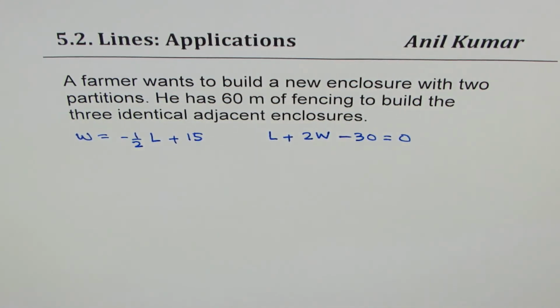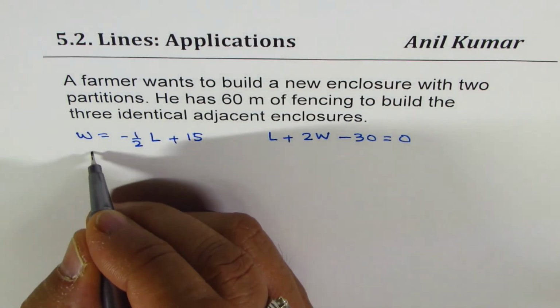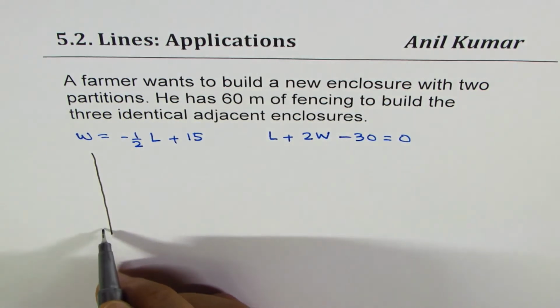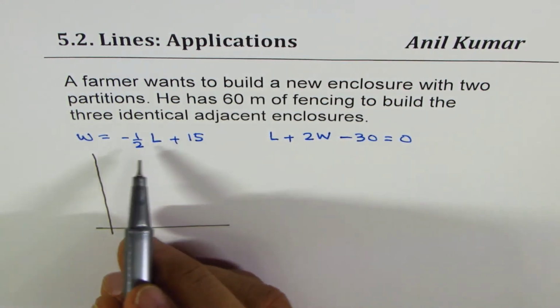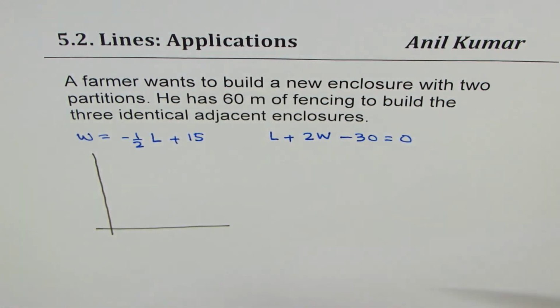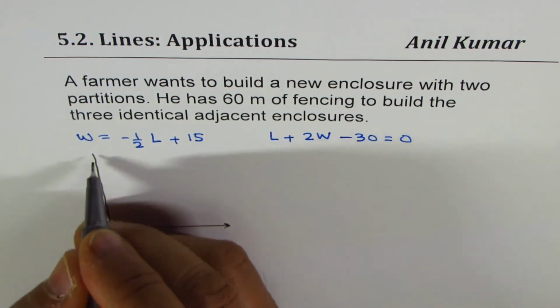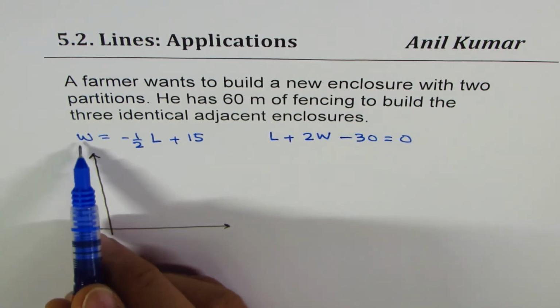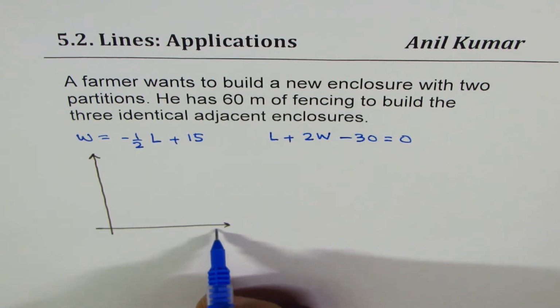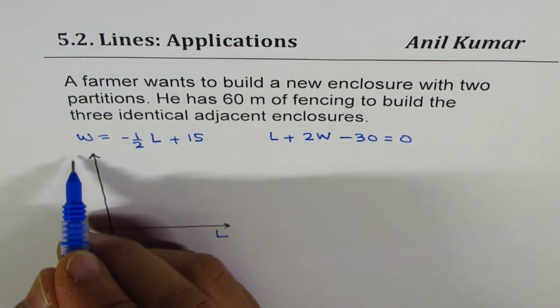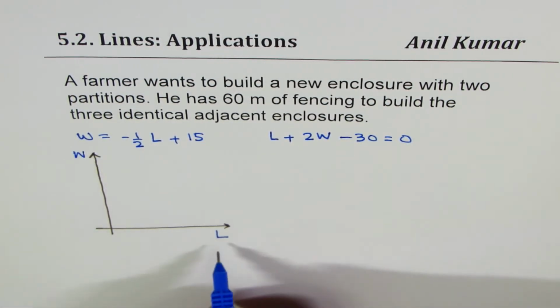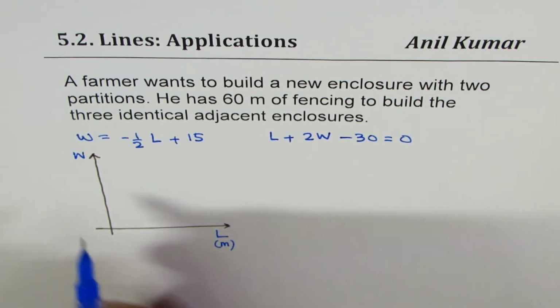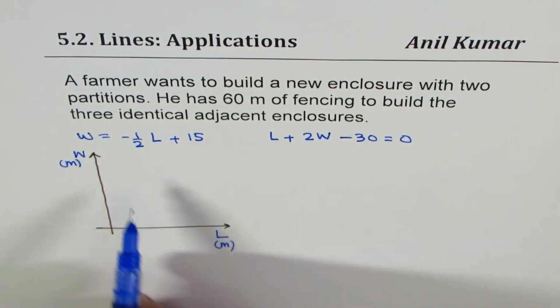This slope-intercept form, which we have here, could be used to sketch the graph. So let's sketch the graph of the given function. If I have to choose what should go on the x-axis and what should go on the y-axis, from the equation it is clear that W is dependent on L, and therefore L should be on the x-axis and W should be on the y-axis. Both the units are in meters, right?